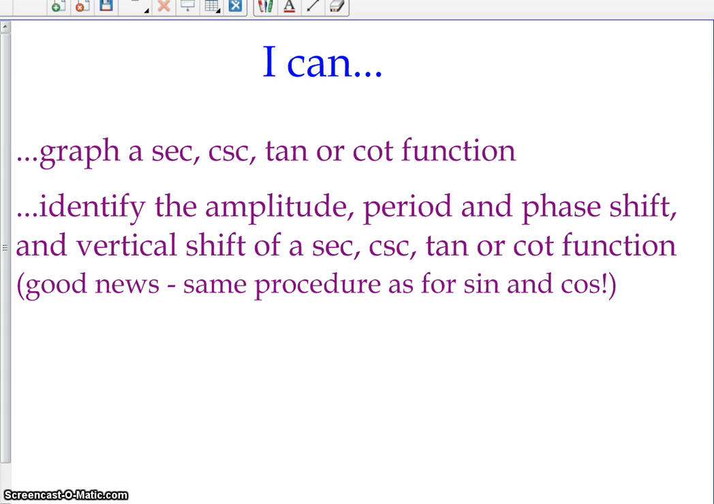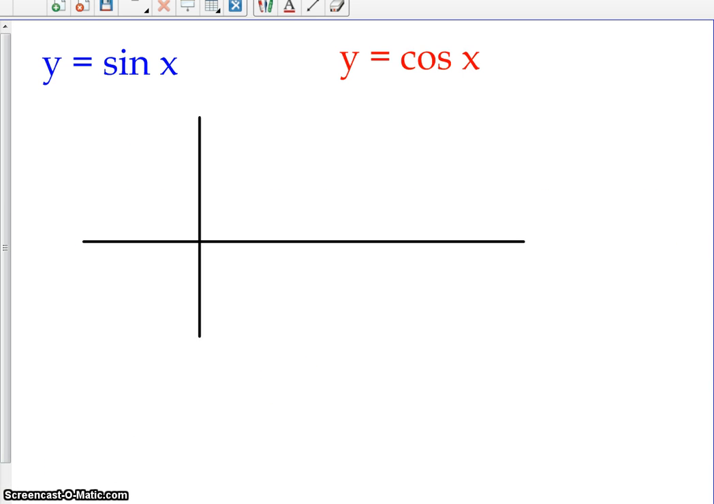We're going to do one video probably on secant and cosecant, and another video on tangent and cotangent, which is a little bit different than that. So we're going to start with the graph of secant and cosecant. To do that, we're going to remind ourselves, how do we graph sine and cosine? And we've been working with them so much.